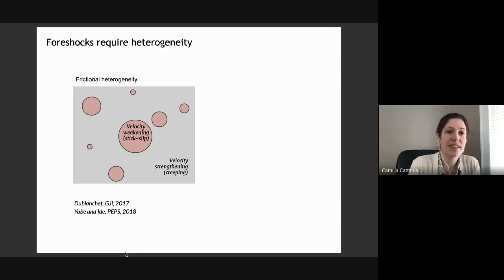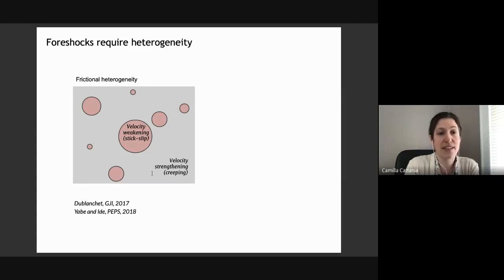foreshocks. And so what you can see in this figure is a typical example of heterogeneity and how we often model it on a planar fault. This is frictional heterogeneity. So we have perhaps a velocity strengthening behavior. This may be, for example, due to the presence of a fault gouge. And then we have some velocity weakening asperities that tend to have stick slip behavior.